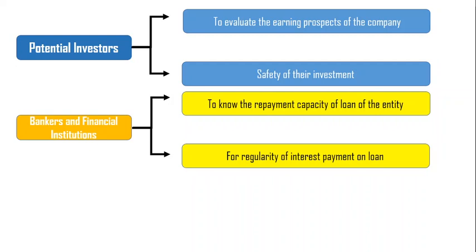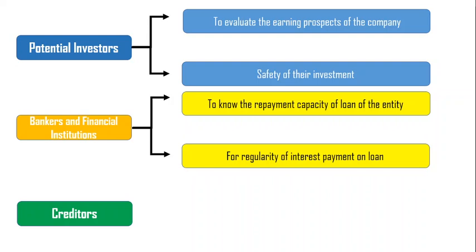So the bankers and the financial institutions want to know, if the loan is granted to the company, what their repayment capacity is, how financially sound the company is. And from the past results, they can see whether the company was regular in payment of interest on its loans. That way they can take a decision whether to sanction the loan or not. Coming to the next one, creditors.